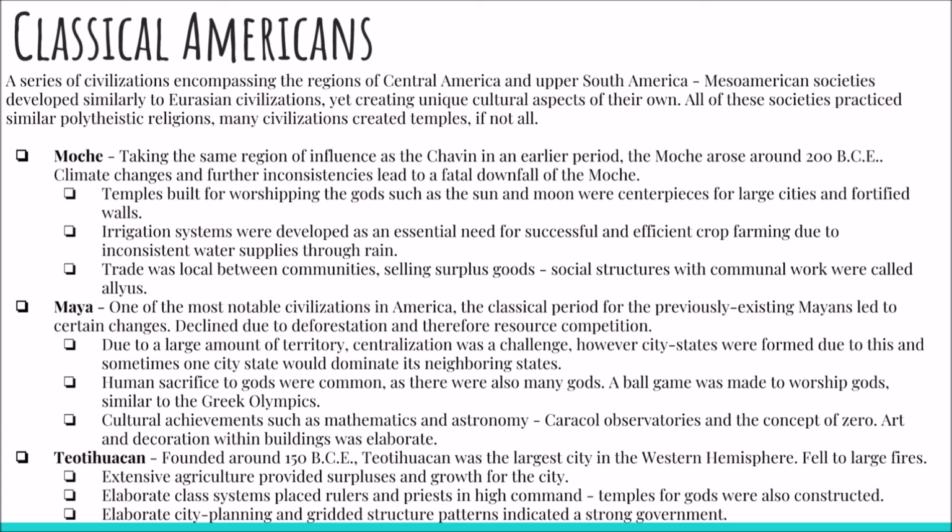Lastly, the Teotihuacan, founded around 150 BCE, was the largest city in the Western Hemisphere. It possibly fell to large fires. They built extensive agriculture which provided surplus and growth for the city. Elaborate class systems placed rulers and priests in high command, who created temples for gods. And although not much is known about the entire civilization, elaborate city planning and gridded structure patterns indicated a strong government.